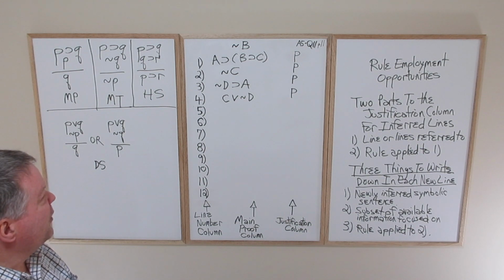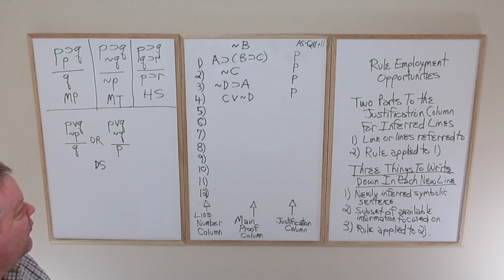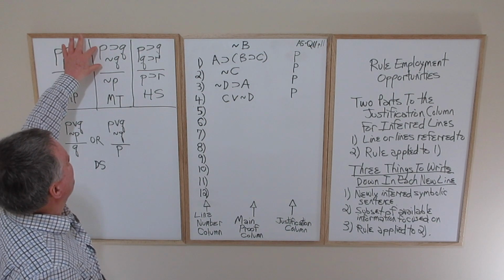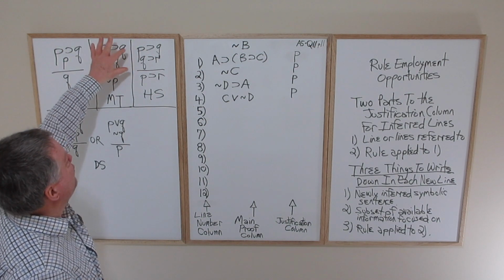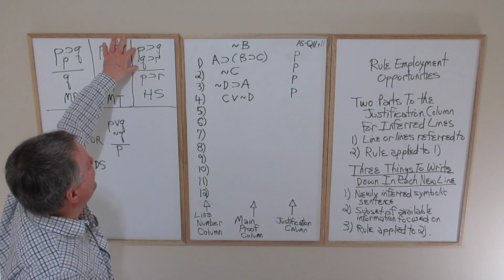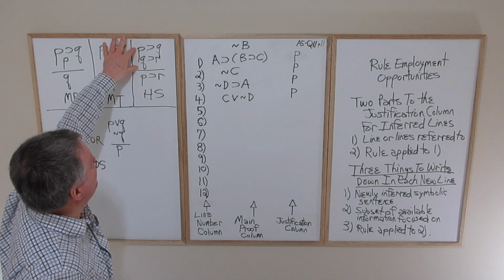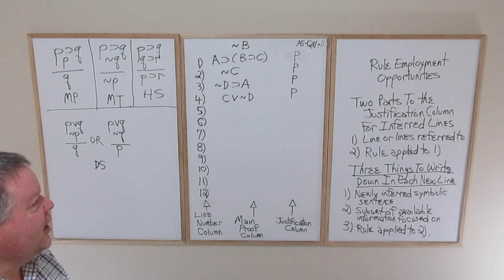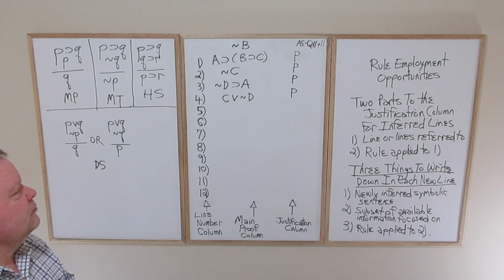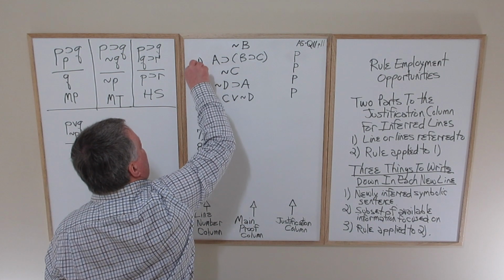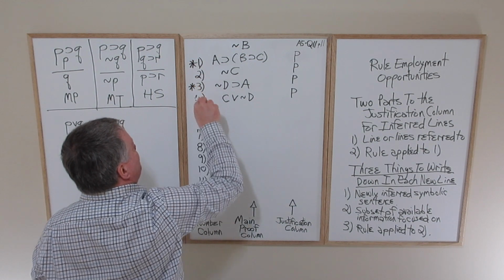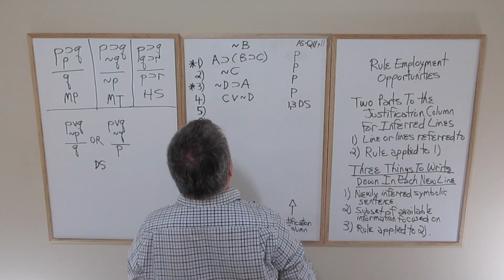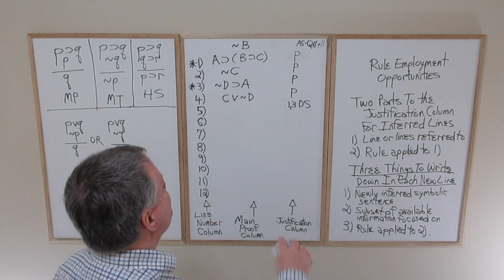Hopefully you're getting into the swing of it. So we look at our 4 lines of information. We're looking for conditional antecedent, conditional negation of consequent, 2 conditionals where the antecedent of one is identical to the consequent of the other, or disjunction and negation of one of the disjuncts. One, 3. Oh, not disjunctive syllogism.